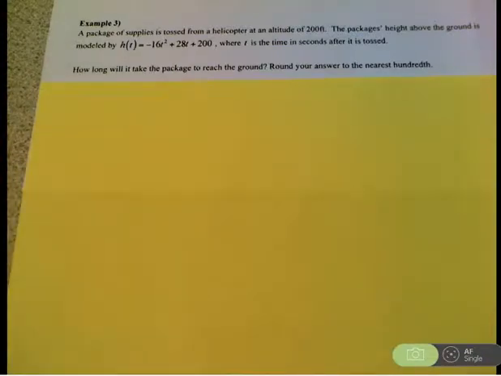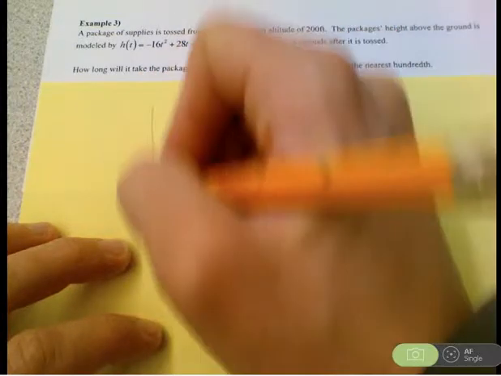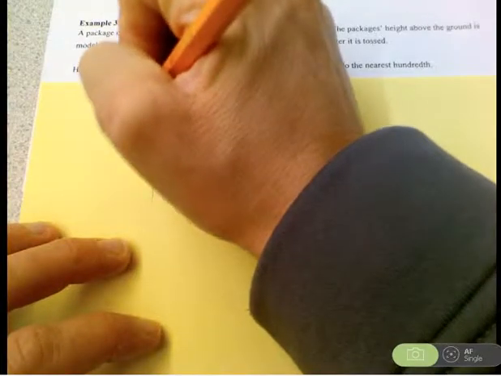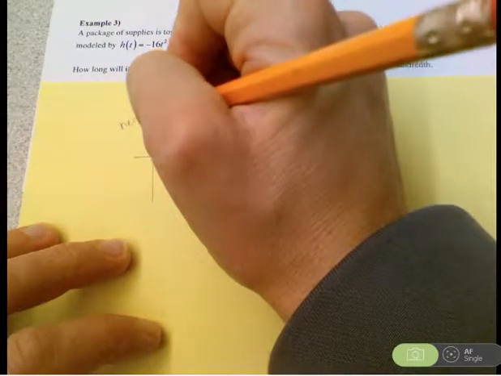So again, we're not talking about vertex. We're not talking about max and min. So if we think about what this would look like, on the x-axis we've got time, and on the y-axis we've got height, right? We've got a y-intercept of positive 200, so we'll just stick 200 up here.